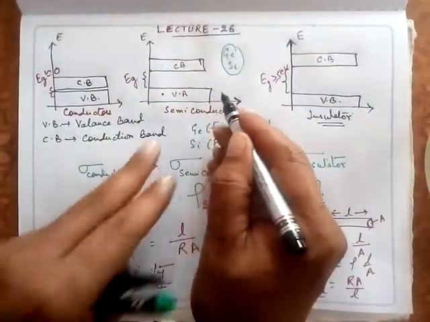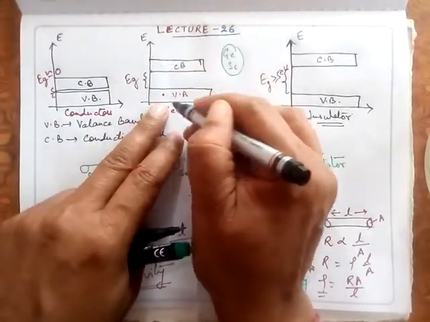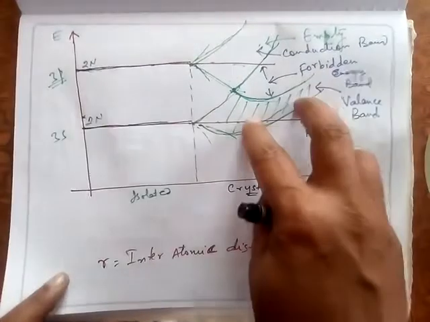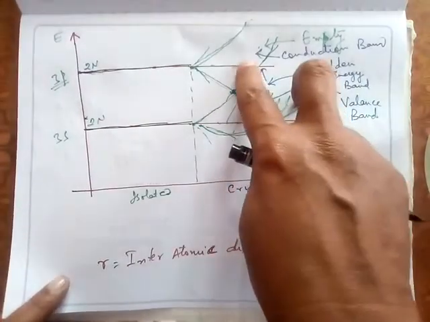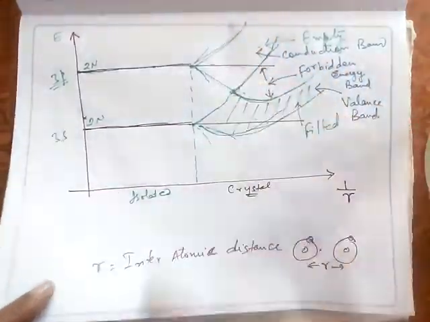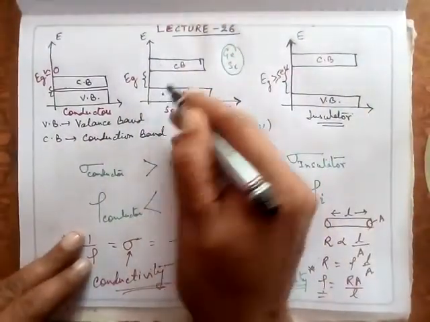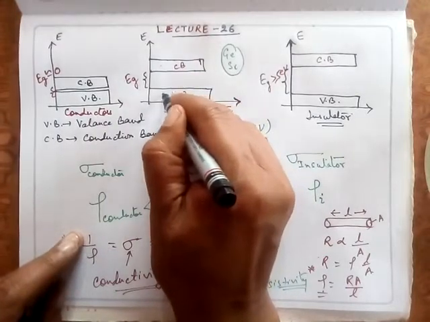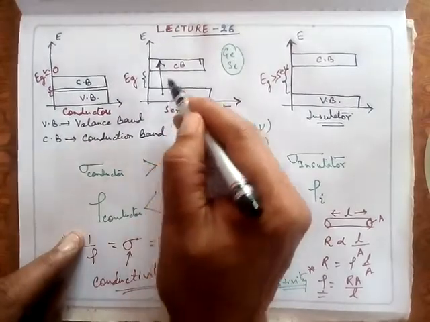When some external energy is applied to an electron in the valence band, as I told you in the last lecture, initially the valence band is filled with electrons. Now when I supply some energy, electrons cross the forbidden band and shift to the conduction band, where they are ready for conduction. For conduction, these electrons must have sufficient energy in order to constitute some current. So these electrons move from valence band to conduction band.